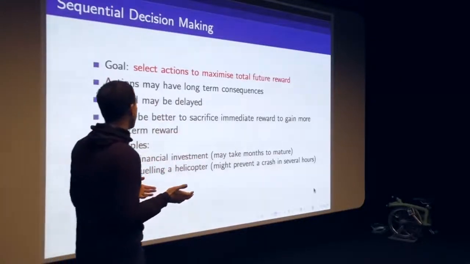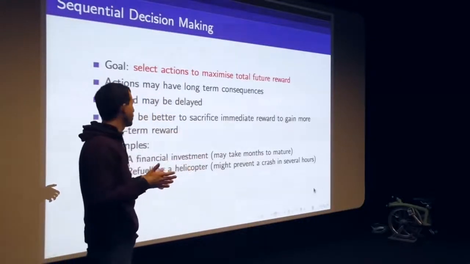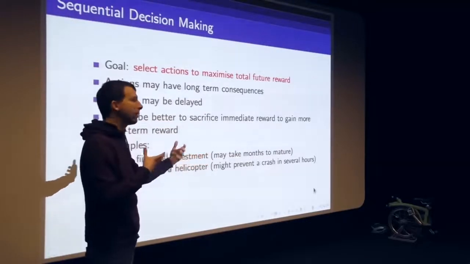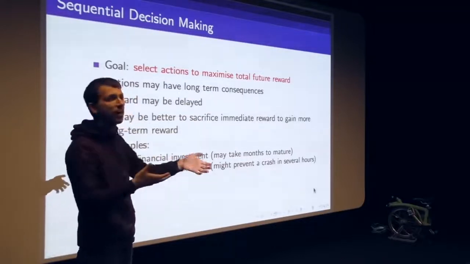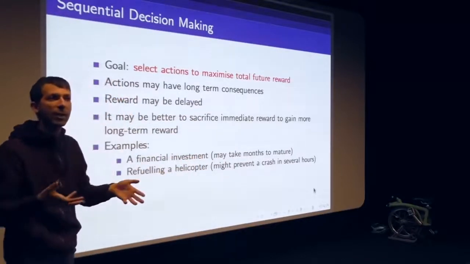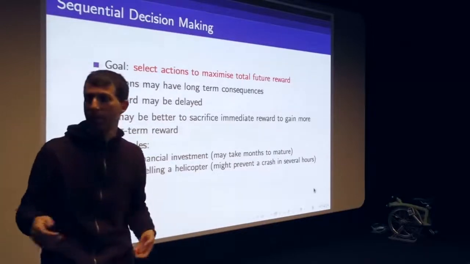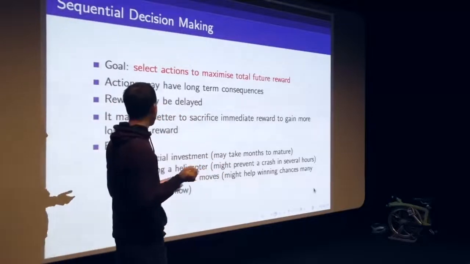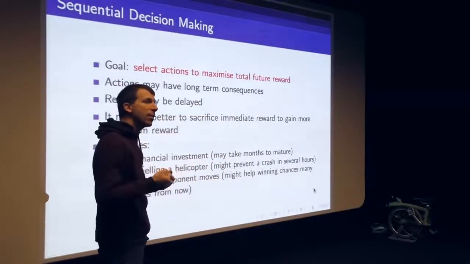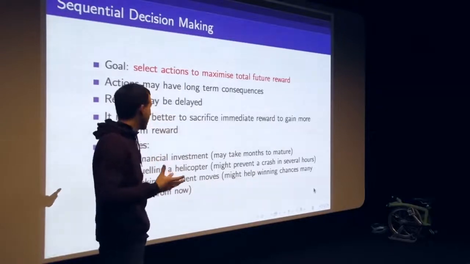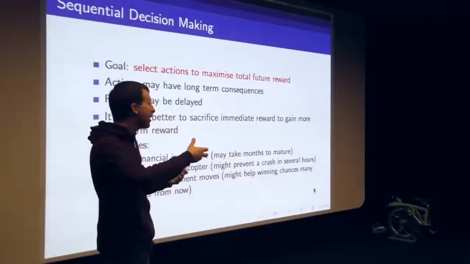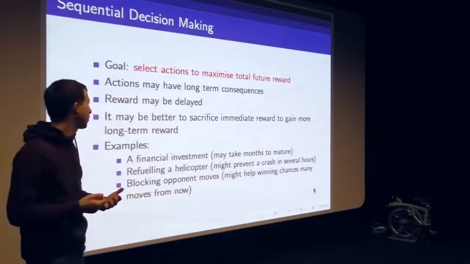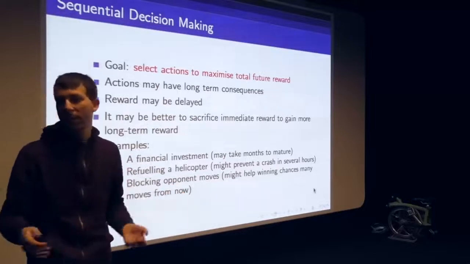Or in the helicopter example, maybe it's running low on fuel, so you might want to stop, lose some reward for following your maneuvers, and refuel for a while, but that might prevent a crash in several hours' time and therefore actually lead to longer runs and more reward in the long run. Or if you're playing a game of backgammon or chess or something, you might want to choose a move which doesn't look like it's going to make you immediate gains. You don't take the opponent's queen, but instead you do some strategic thing which helps you much later on, because you think that blocking your opponent now might help you do better later on in the game.